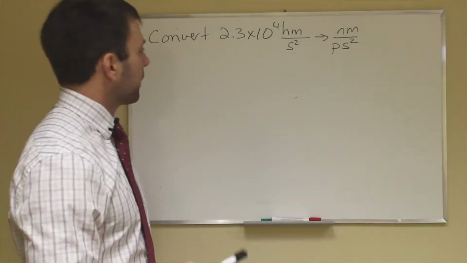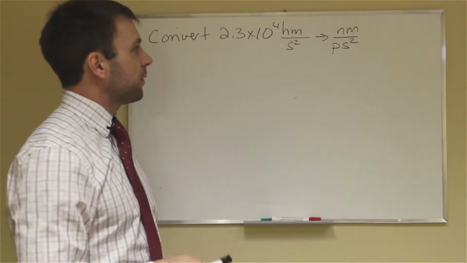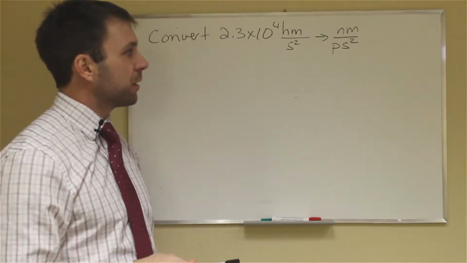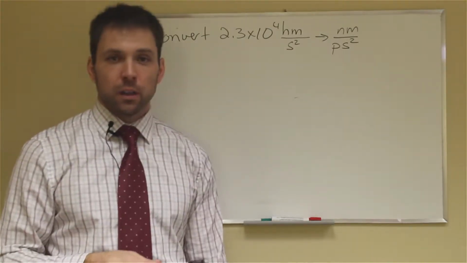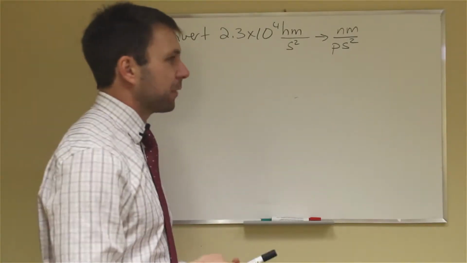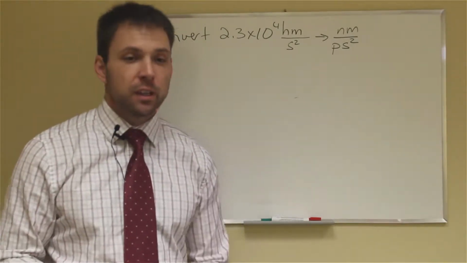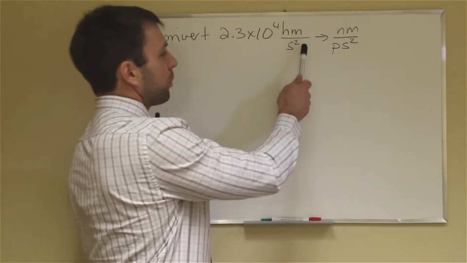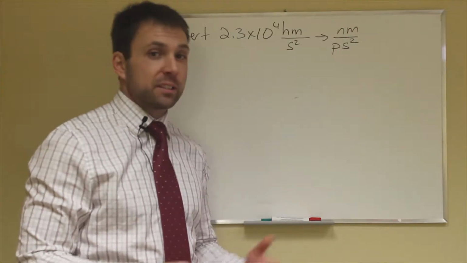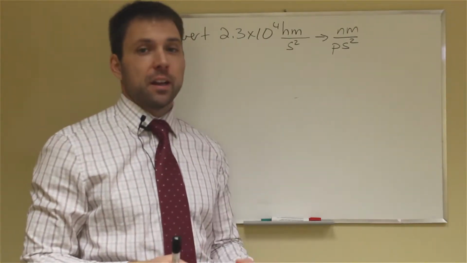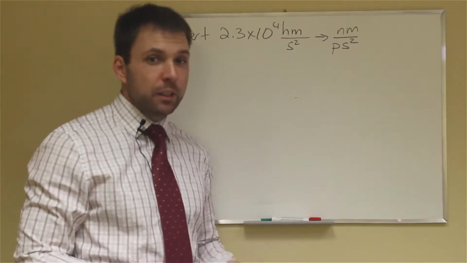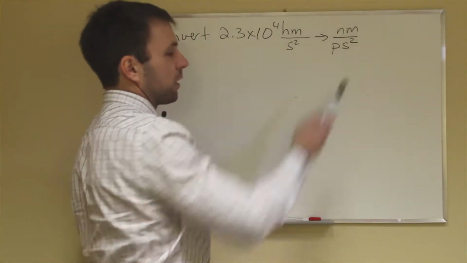In this example, we're going to convert 2.3 times 10 to the 4 hectometers per second squared to nanometers per picosecond squared. Now, the first thing some of you might be thinking is, where would you ever possibly see these types of units? Well, we have length per unit of time squared. So those are actually the units for acceleration. So if you have a body that is changing its velocity, it's accelerating. And these are the units that that acceleration would hold.